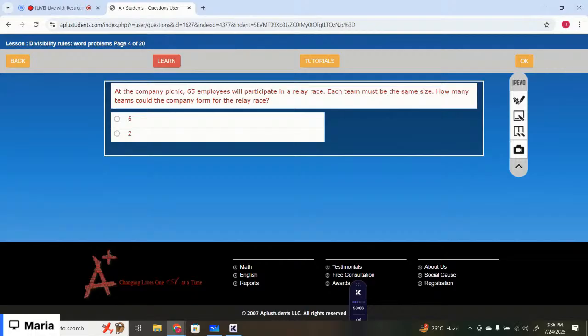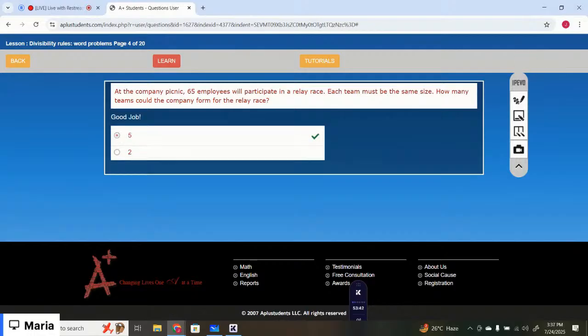At the company picnic, 65 employees will participate in a relay race. Each team must have the same size. How many teams could the company form for the relay race? So which is the correct option? Very good. 5, option number 1 is the correct option.